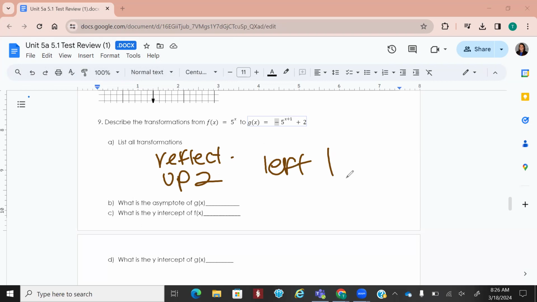Now the asymptote is going to be at y equals 2 for g of x. Notice how they're talking about g of x. On the next one, it's asking about f of x. So if we plugged in 0 into this equation, that'd be 5 to the 0 power. What is anything raised to the 0 power? 1. So our y-intercept is (0, 1).